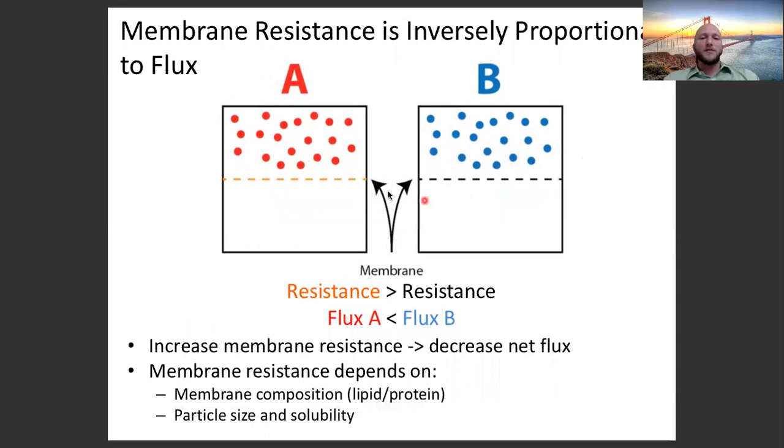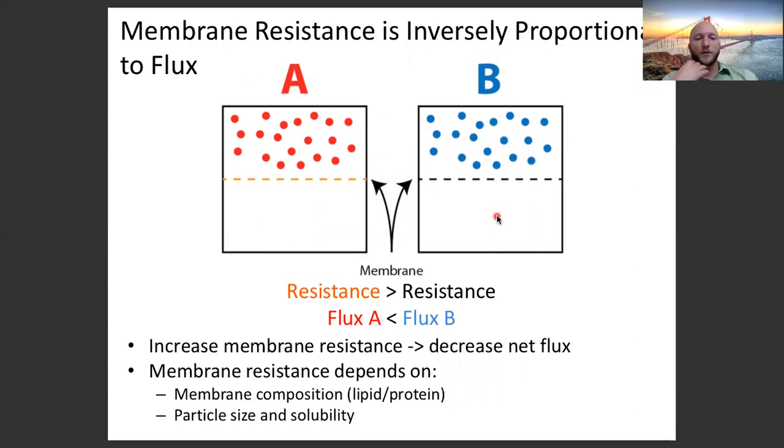Now let's look at this example. These orange hash marks have a higher resistance than the black hash marks. Which membrane, which box is going to have a higher rate of flux? Well, higher resistance in the orange membrane, lower resistance in the black membrane, you're going to have a higher rate of flux in the B box. It's going to be easier for those blue particles to move.